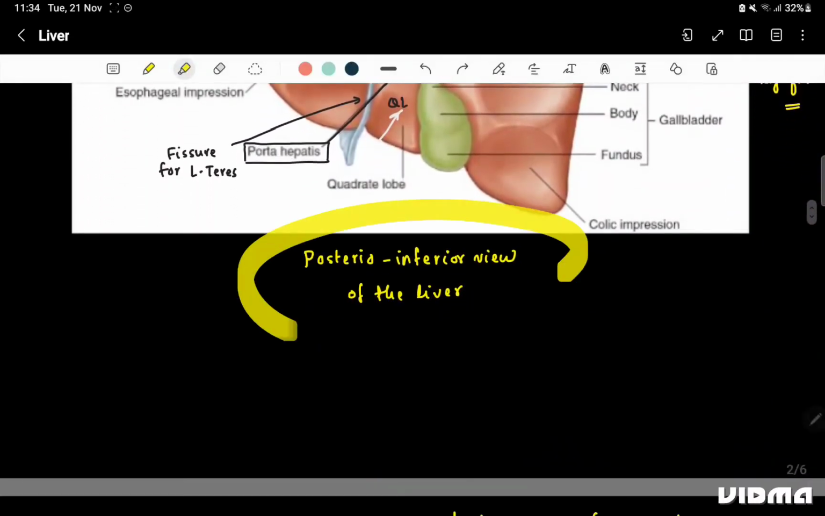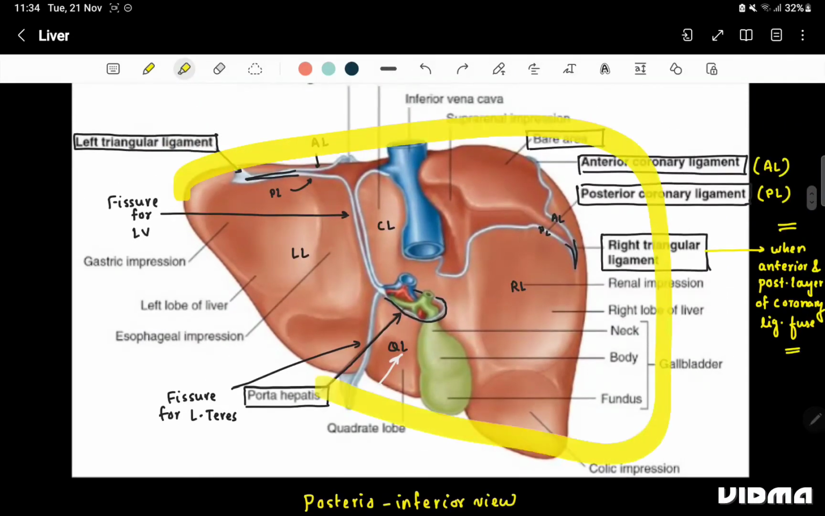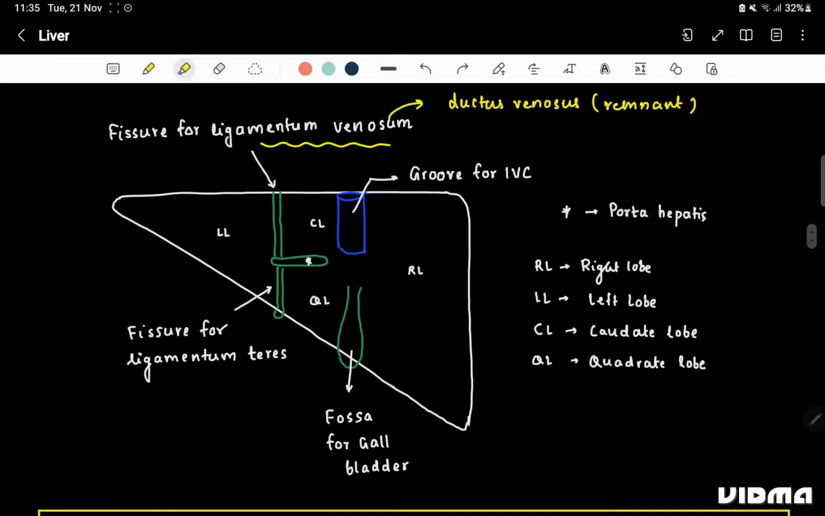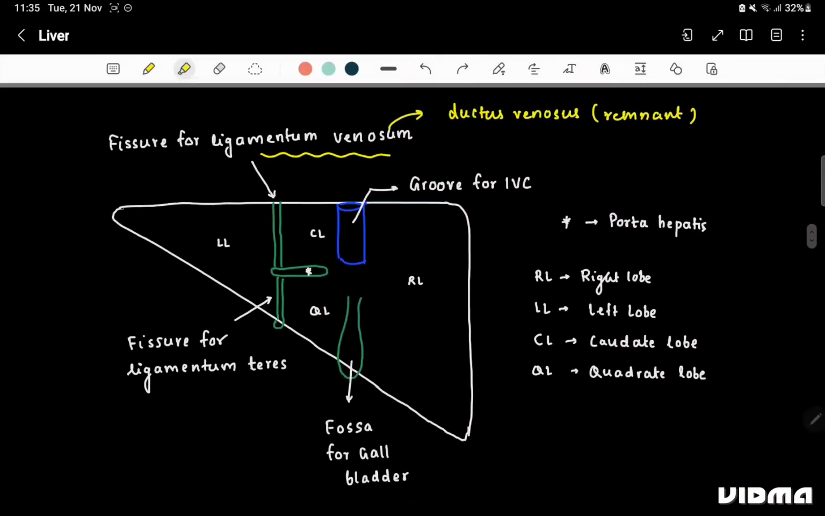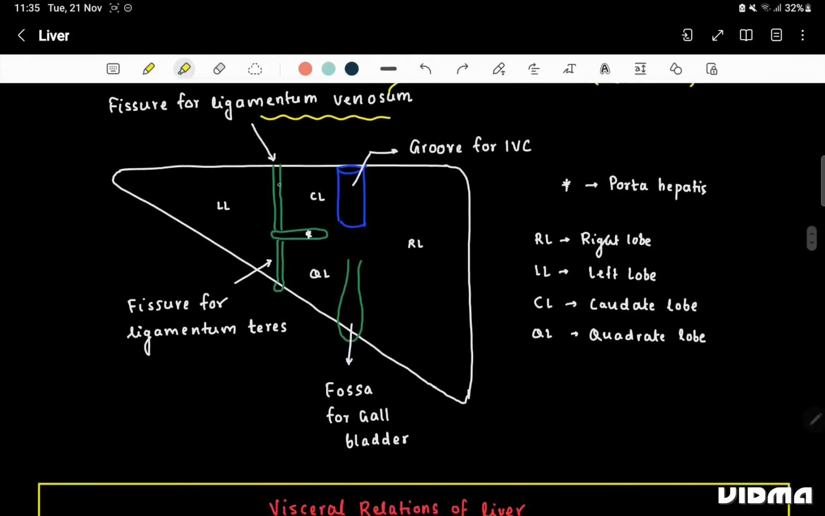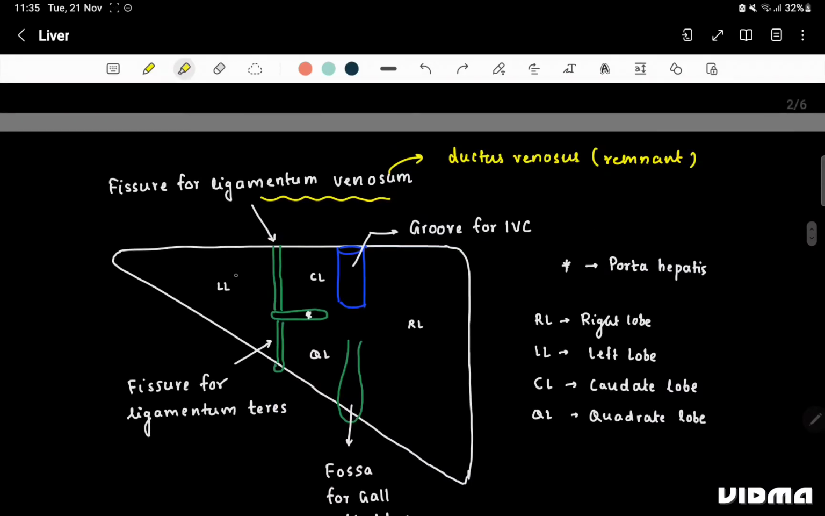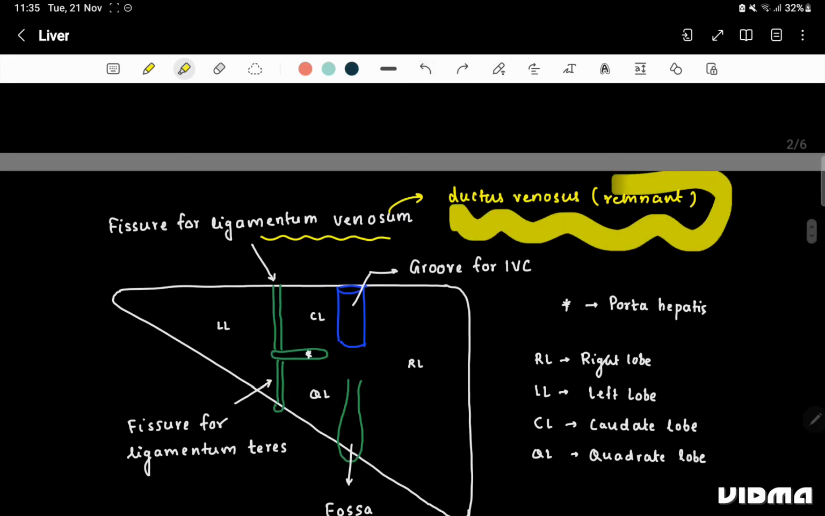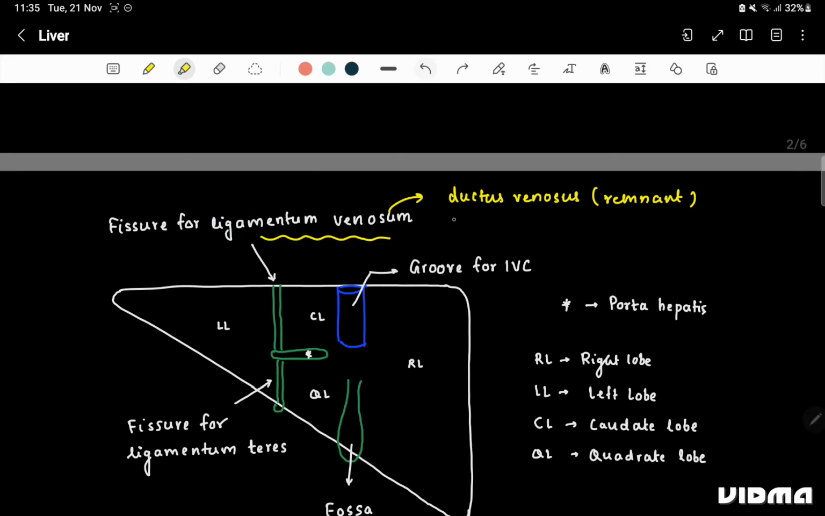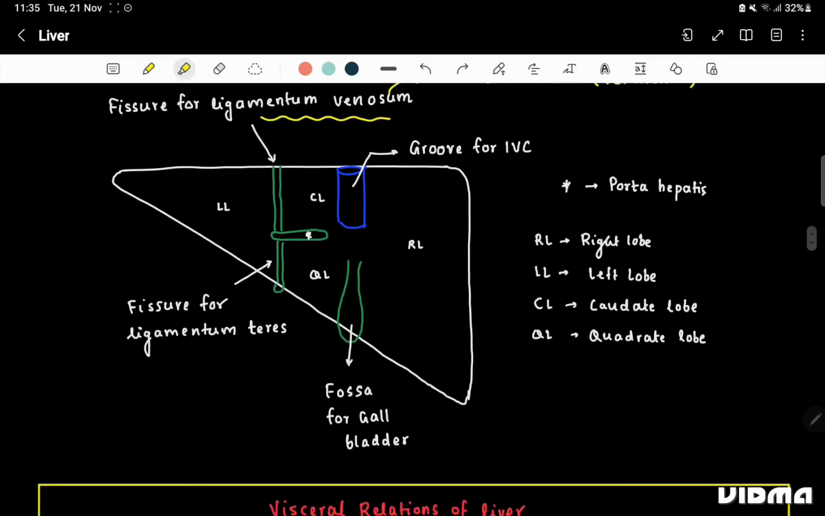Talking about the posterior inferior view of the liver, first we'll discuss the schematic structure, then we'll come to this part. You can see the posterior inferior view, and here the fissure for ligamentum venosum is present. This is the left lobe, this is the right lobe, seen from the posterior view. Ligamentum venosum is present in intrauterine life, and the remnant is the ductus venosus. We have the fissure for ligamentum venosum, and this is the fissure for ligamentum teres.